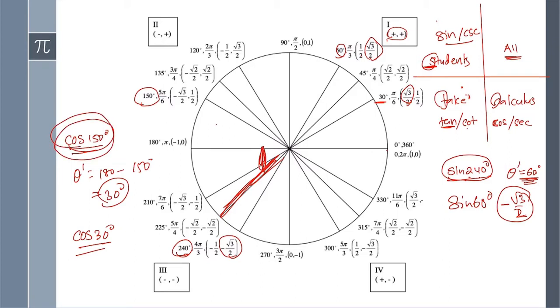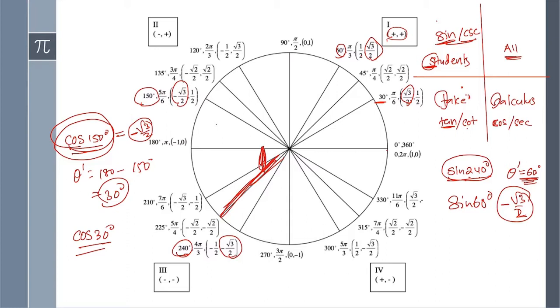I know that in the second quadrant sine and cosecant are positive, but the rest of them are negative. That means cosine is negative. So the value of cosine 150 degrees is the same as 30 degrees, which is square root of 3 over 2, but since it's in the second quadrant, it must be negative. So that's why I have that value over here. Likewise, you can find any values either in the fourth quadrant, third quadrant, or second quadrant.